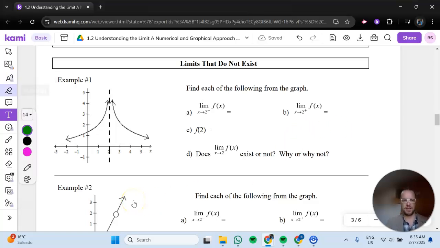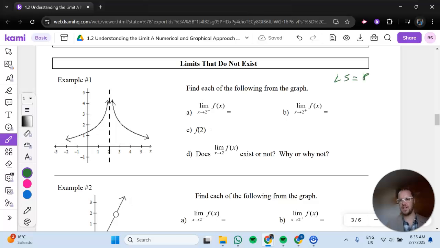Now, our key for all of this is going to be that we want to see if the left side equals the right side. If it does, then the limit exists. And if it doesn't, the limit doesn't exist, okay? So the limit as x approaches 2 from the left-hand side is positive infinity. The limit as we approach it from the right-hand side here is positive infinity. F of 2 is undefined because it's an asymptote there. So does the limit exist or not?